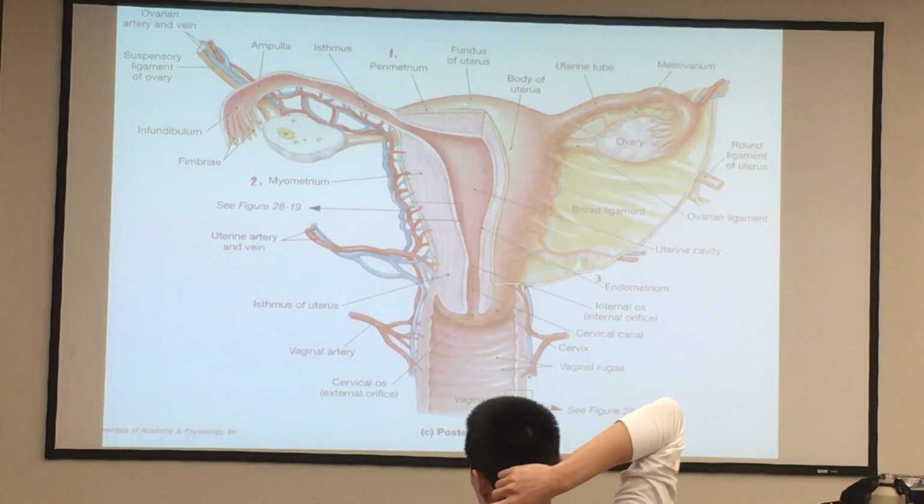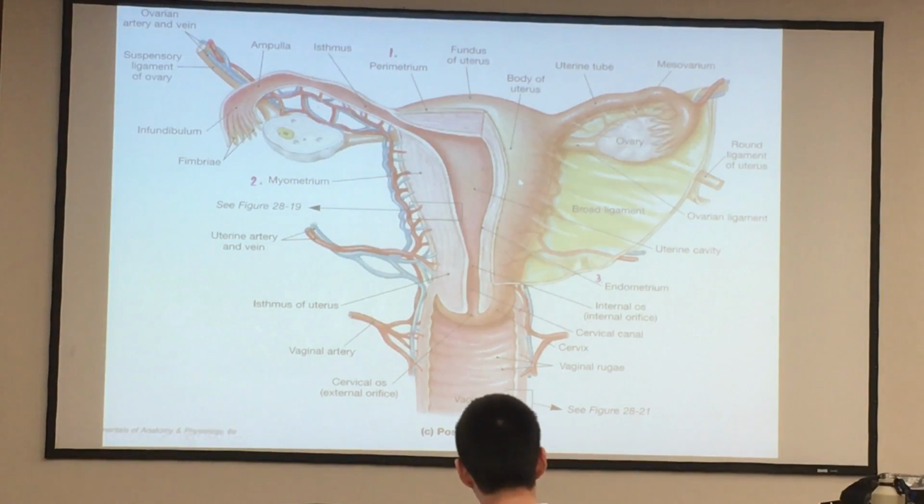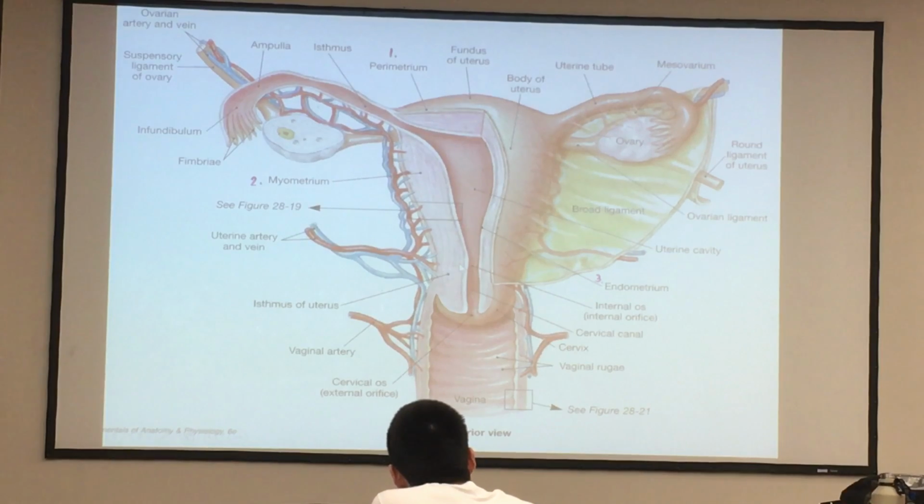The uterus is divided into the fundus, all the way on the top, and the body is the center part. Here it's a little bit narrow, so we call it the isthmus, and the opening area we call the cervix. This one we call the os, okay. And in the vagina part we call the fornix. Later on I'll show you.